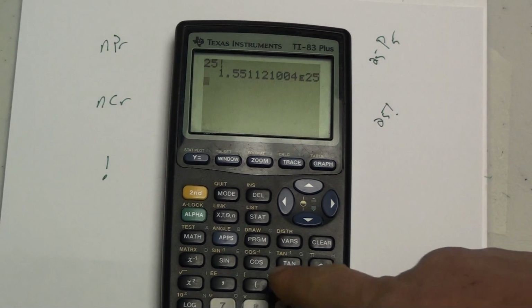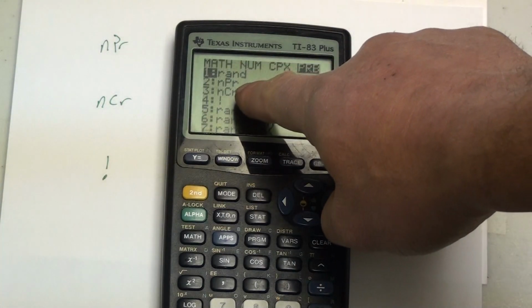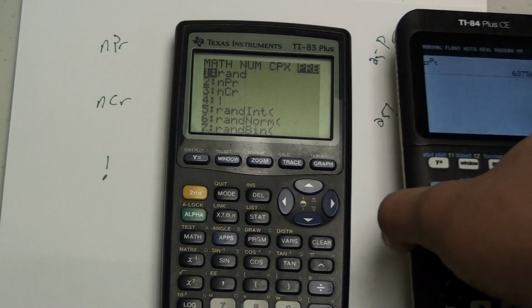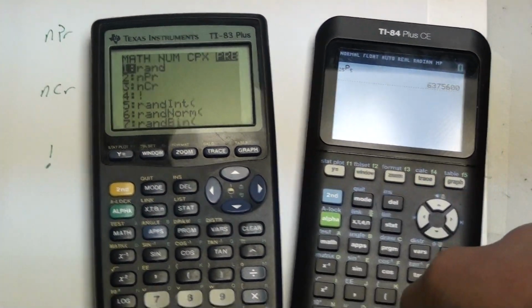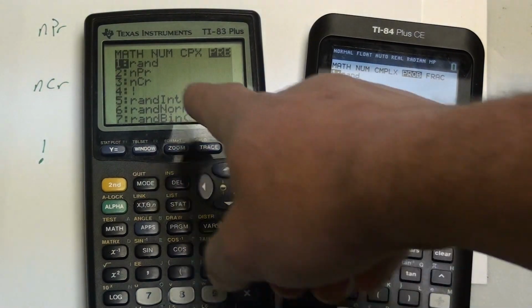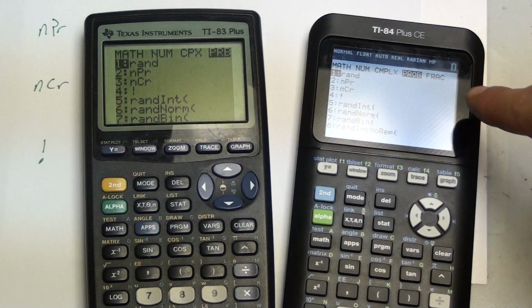So a short little lesson on how to find where nPr, nCr, and factorials are on both a TI83 and a TI84 graphing calculator. They are found in the same spots. The TI83 calls it PRB, and the TI84 calls it Prob.